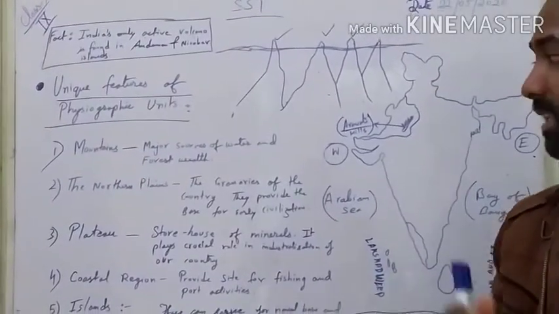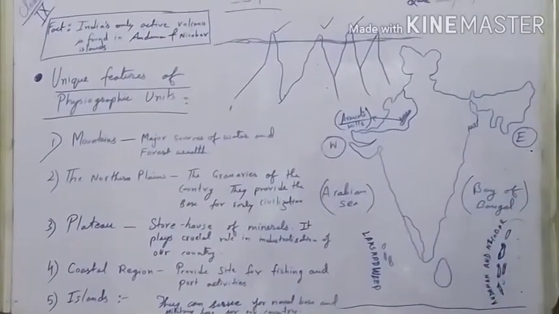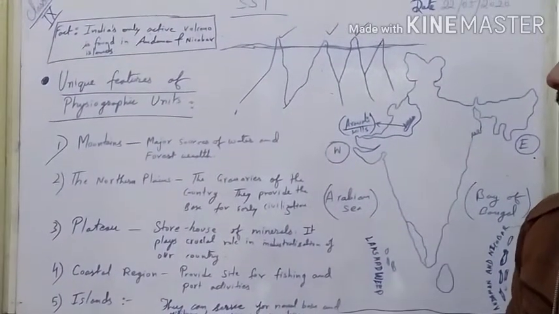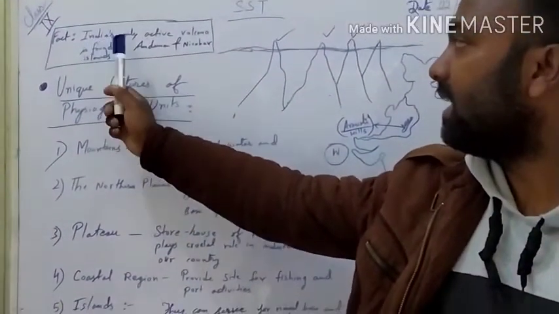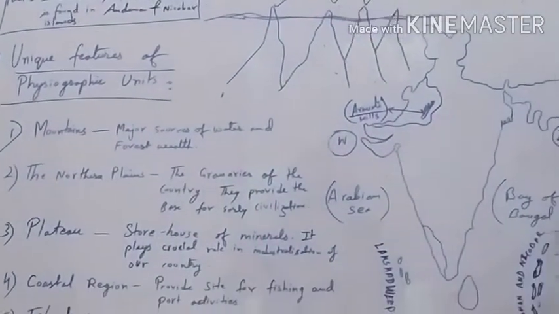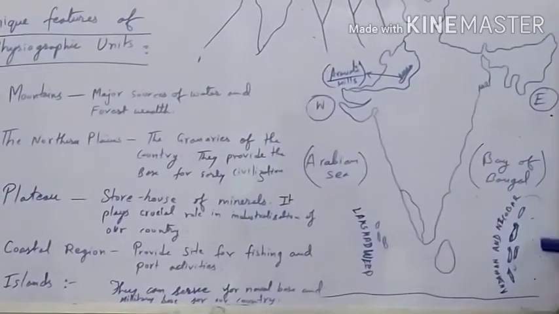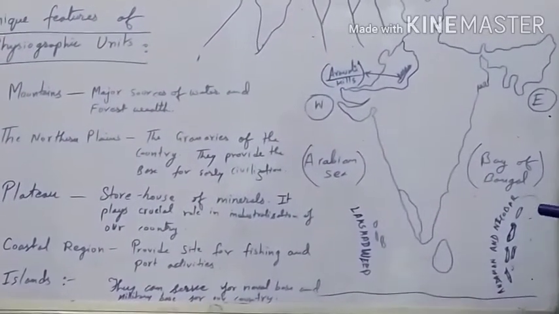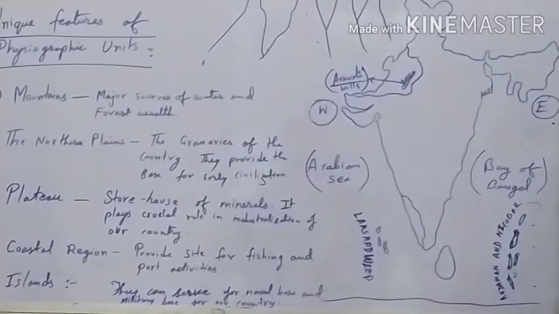Now we have discussed the physical features or the physiographic divisions of India. Now let us understand some facts and some salient features which are mentioned here. Okay, the first one is the fact that India's only active volcano is found in the Andaman and Nicobar Island. Okay, that is the arid part of the Andaman and Nicobar Island.